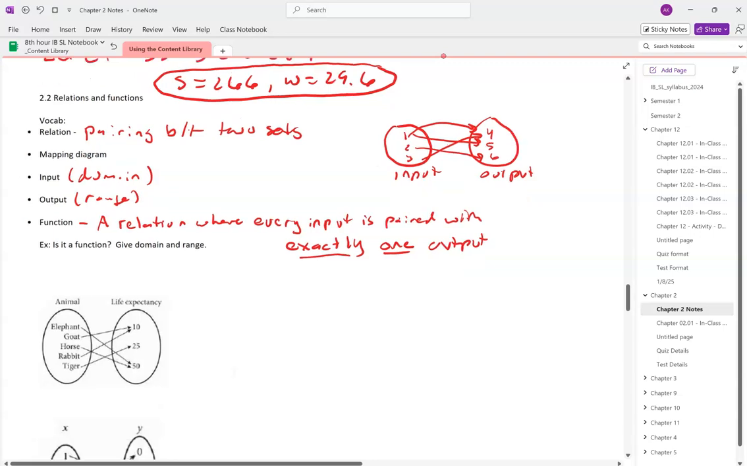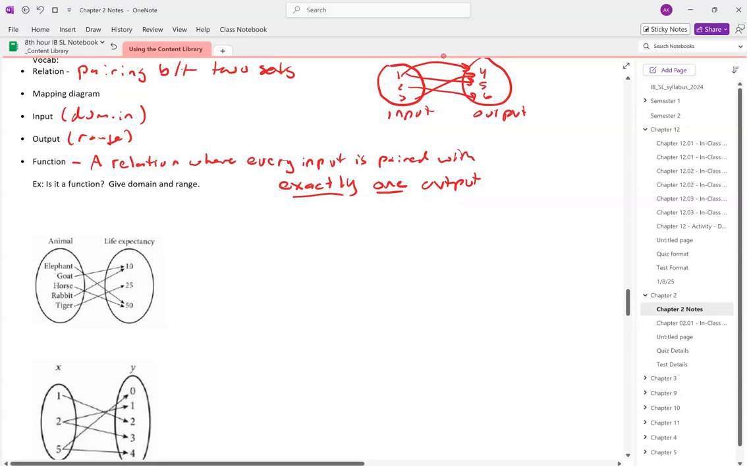Yeah, we'll do that. All right. Let's take a look at some of these functions. We're going to decide whether it's a function or not, and then give its domain and range.